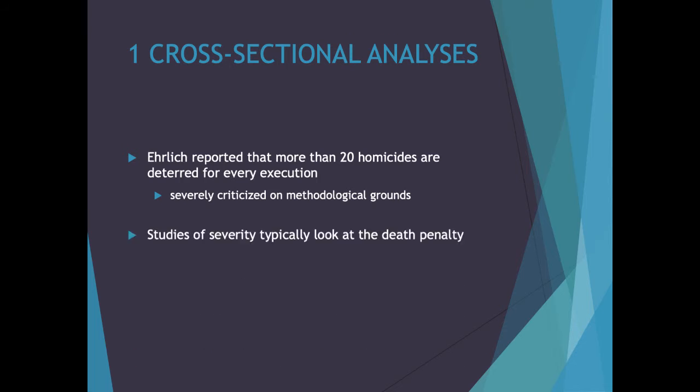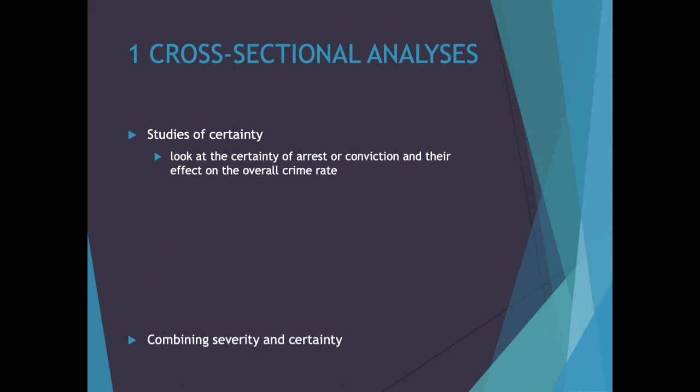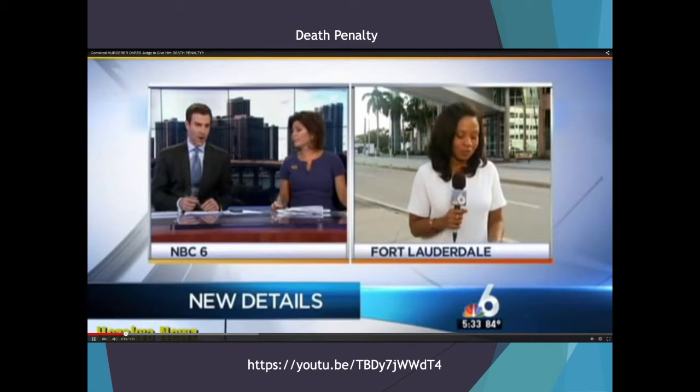All right, of the cross-sectional analysis, you have studies of certainty, which look at the certainty of an arrest or conviction and their effect on the overall crime. Also, you look at combining severity and certainty. There is a statistically significant impact of severity and certainty in the cross-sectional deterrence research.